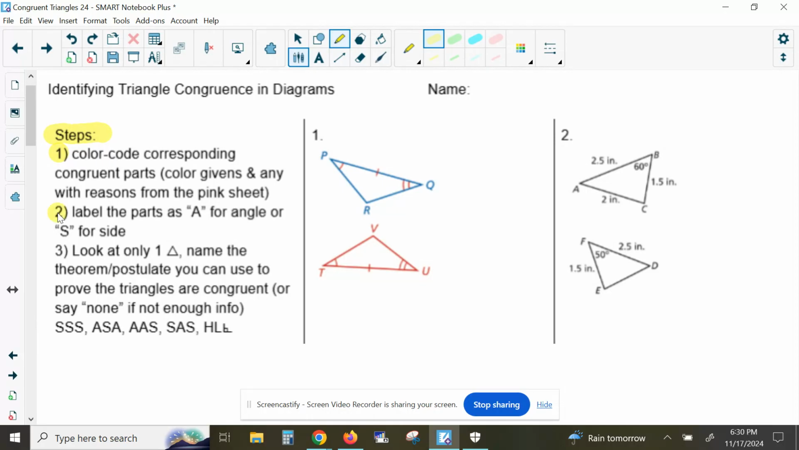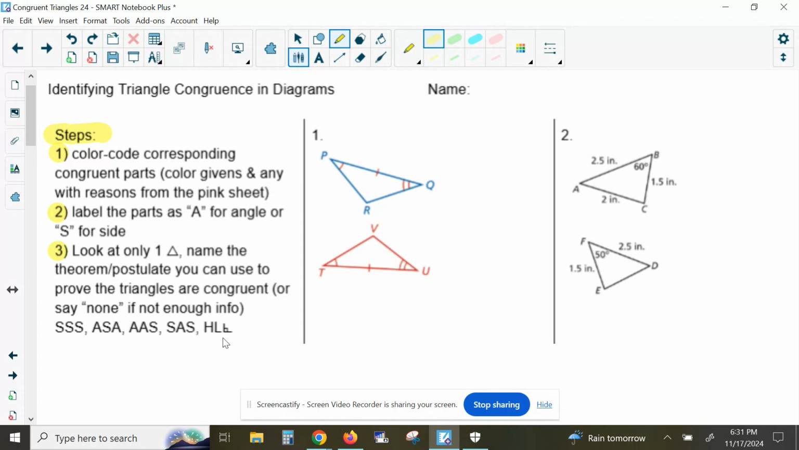The second thing we're going to do is label those parts as A's for angles or S's for sides. And the third thing we're going to do is look at just one of the triangles and see if we can use one of the theorems or postulates from the 5 that are in your notebook. Side, side, side, angle, angle, side, angle, side, or hypotenuse, leg, right angle. So we got 3 steps to do.